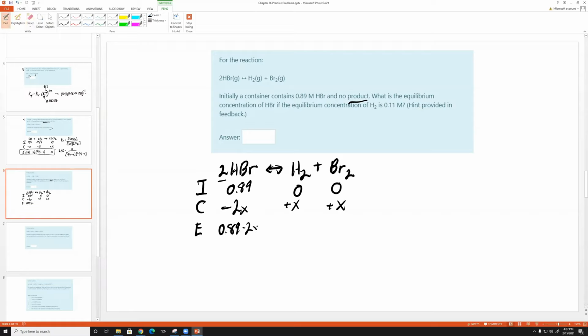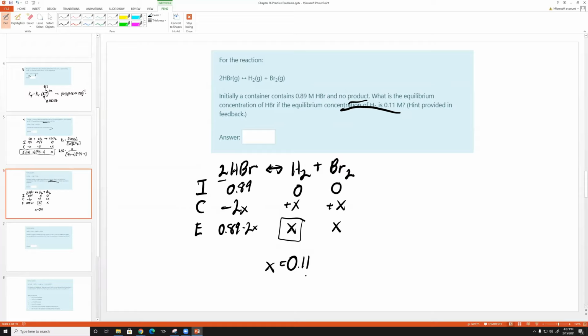0.89 minus 2x. Then you have x and x. But we are given another piece of information, that the equilibrium concentration of H2 is 0.11. This is the equilibrium concentration expression that we got for H2. That means simply x equals 0.11. And you can figure out a lot knowing x.